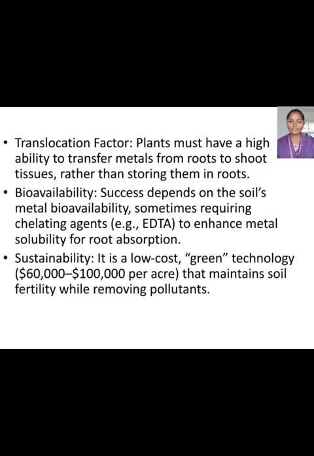Next, translocation factor. Plants must have a high ability to transfer metals from roots to shoot tissues rather than storing them in roots. Next, bioavailability. Success depends on the soil's metal bioavailability, sometimes requiring chelating agents, for example EDTA, to enhance metal solubility for root absorption. Next is sustainability. It is a low-cost green technology that maintains soil fertility while removing pollutants.